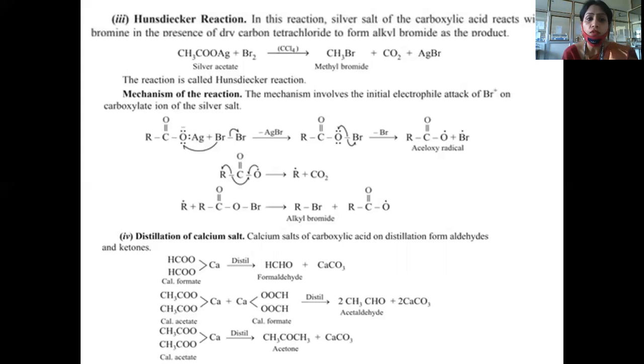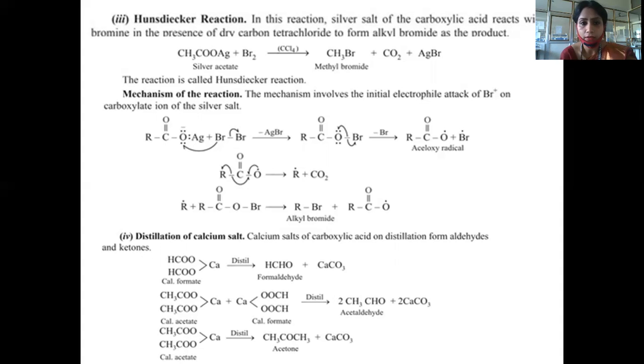Then next is the Hunsdiecker reaction. In this reaction, silver salt of carboxylic acid, CH3COOAg or RCOOAg, reacts with bromine in the presence of CCl4. The product is an alkyl bromide and AgBr. This reaction is named the Hunsdiecker reaction.